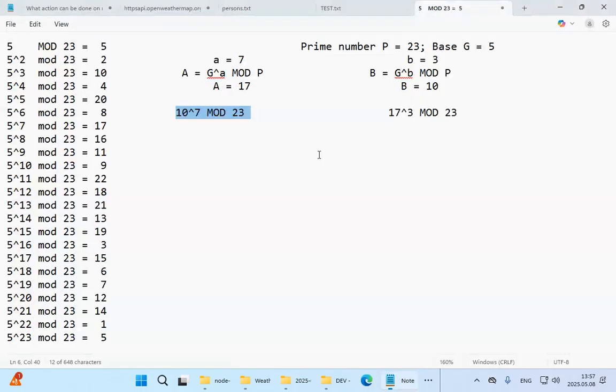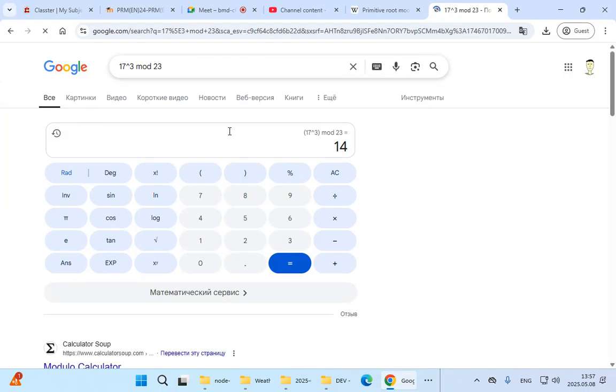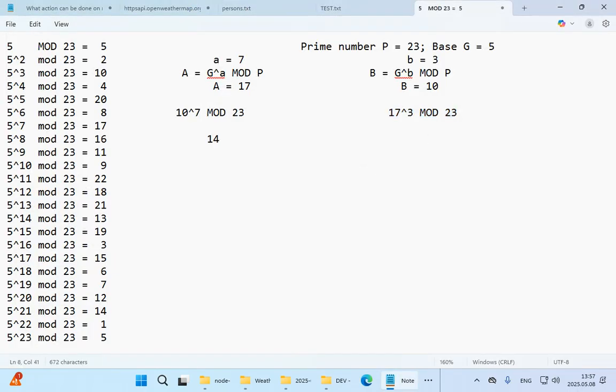It's 14, yes? So Alice has 14. And what has Bob? 14. You see? This is the one common key. Do you understand? Yes? What is the algorithm? You have to choose one and these two numbers, and then you can calculate what will be the common key. Yes?